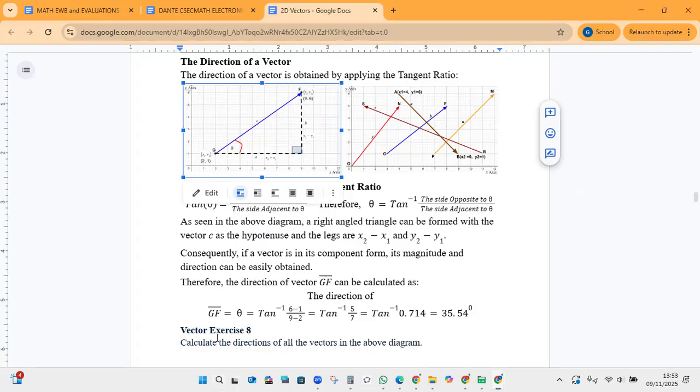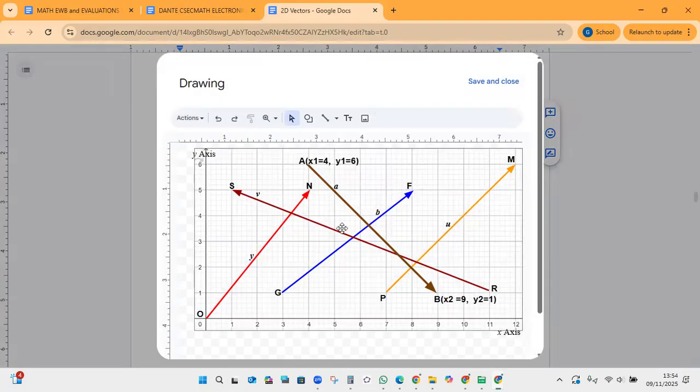So for vector exercise 8, find the directions of these vectors. We have already found the magnitude, so we have already broken these vectors into component form. So you can go to vector exercise 7, and you can use your vertical component and your horizontal component to easily obtain the direction of these vectors. So please do that. Get your scientific calculator, your pen, pencil, the paper, and obtain the direction of these vectors.